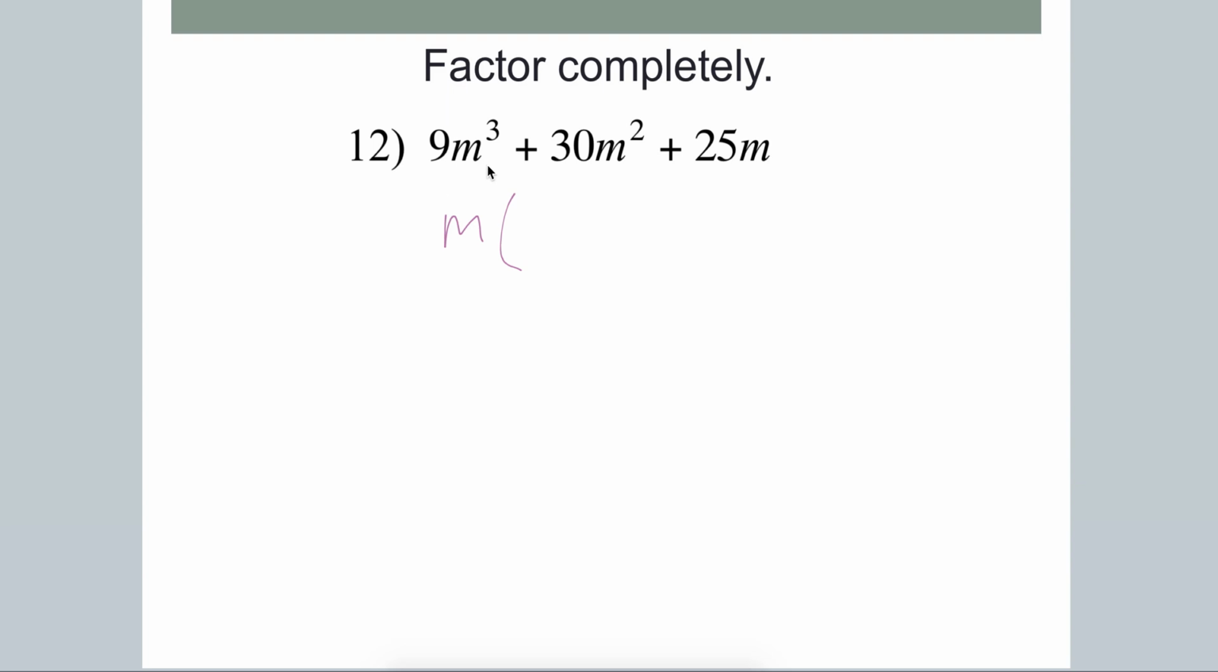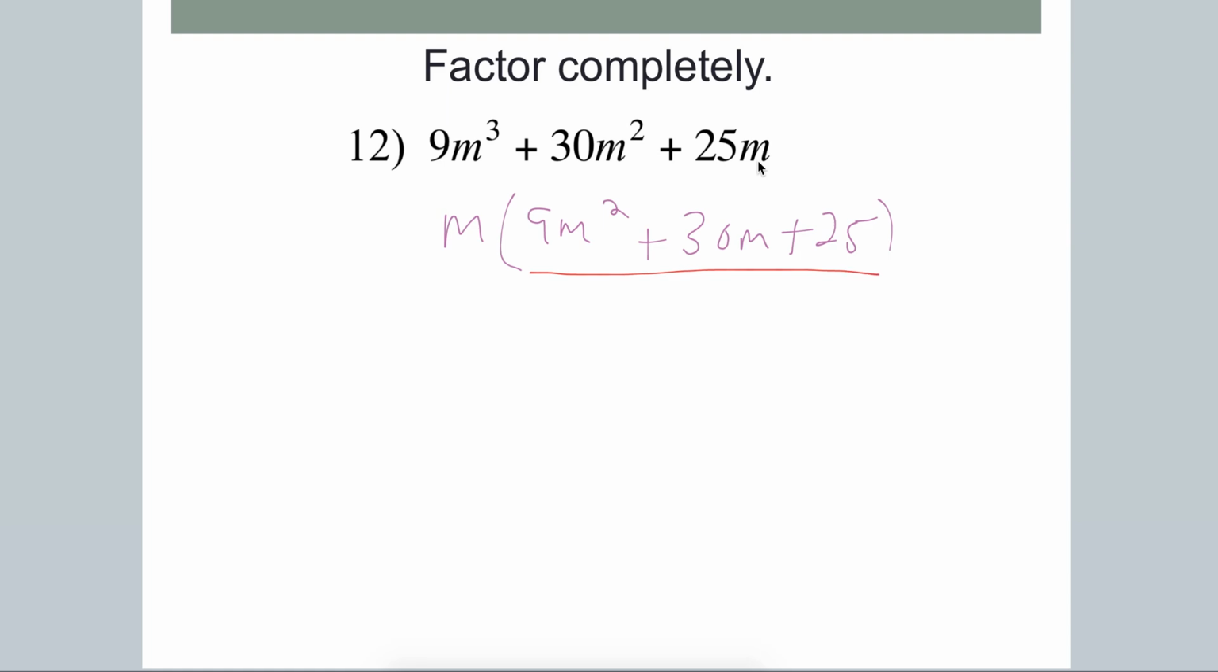And then to get back 9m cubed, we need 9m squared. To get back 30m squared, we need plus 30m. And then we need a plus 25 to get back 25m. So then it's a matter of factoring this.